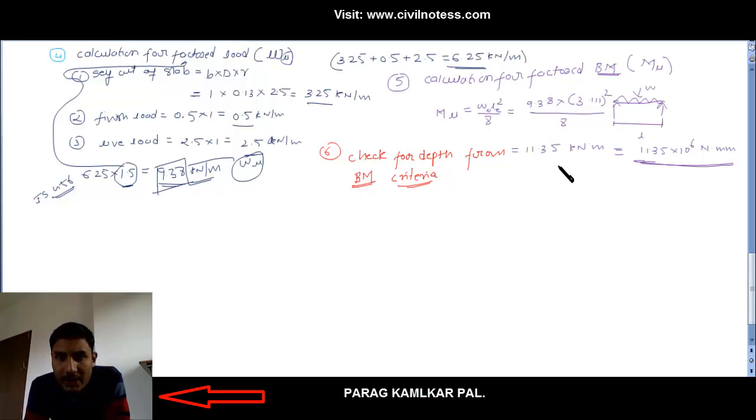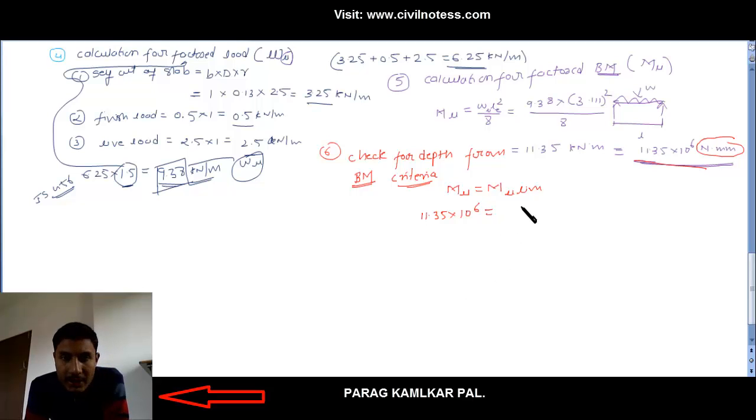So how can we check? It is really very simple. What is your bending moment? We are going to compare it with Mu limiting moment. We are going to use M20 and Fe415 steel. So Mu, what we got is 11.35 into 10 raised to power 6 newton per mm square. For this reason only I converted it from kilonewton to newton per mm square.